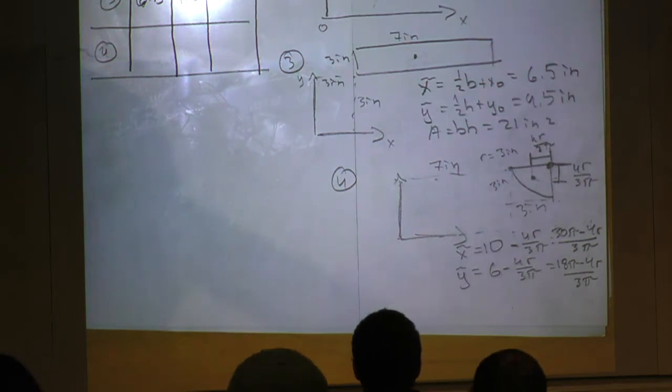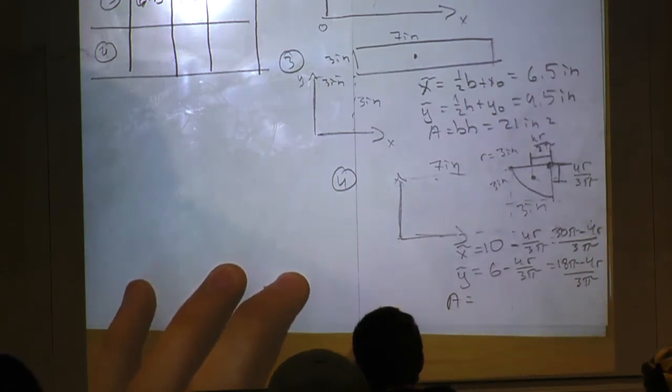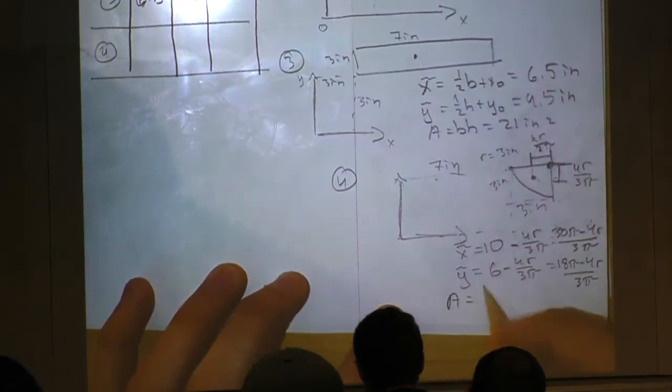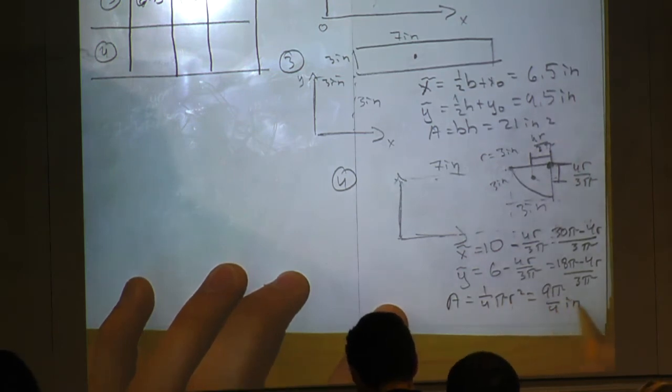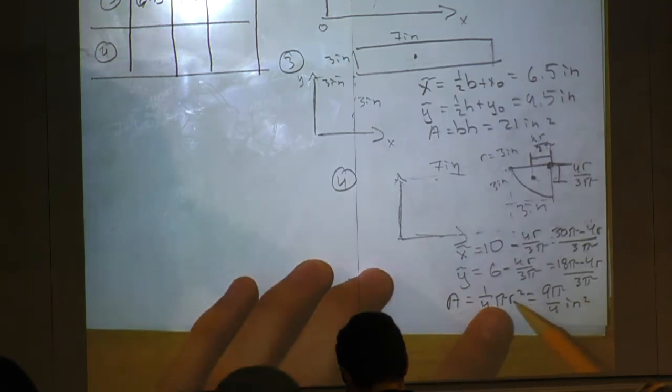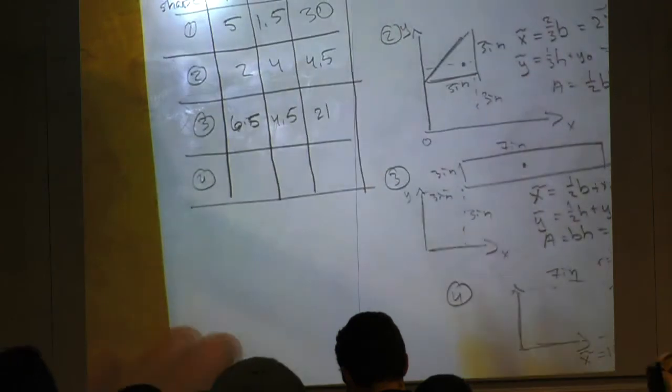Oh, okay, I see what I did. All right, so then our area, and they give this to us again, is equal to 1/4 pi r squared, equal to 9 pi over 4 inches squared, right? Because that's 3 times, so I just left it like that. All right, so we'll fill this in.